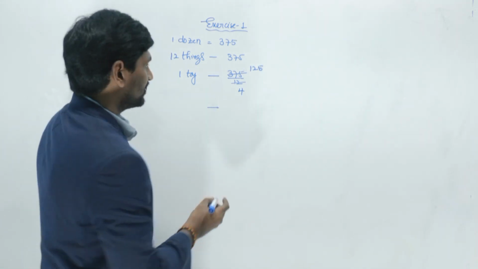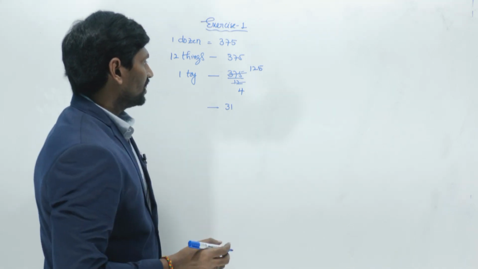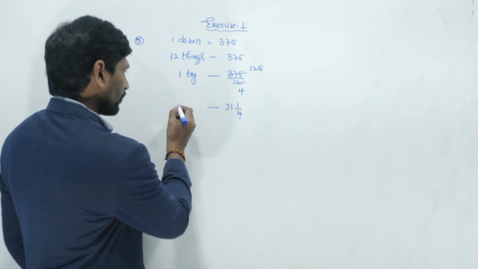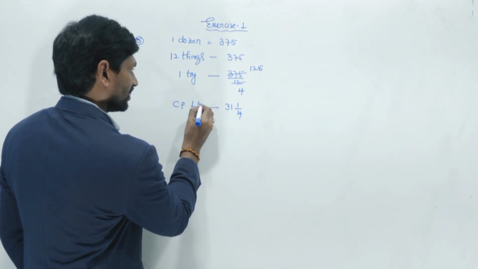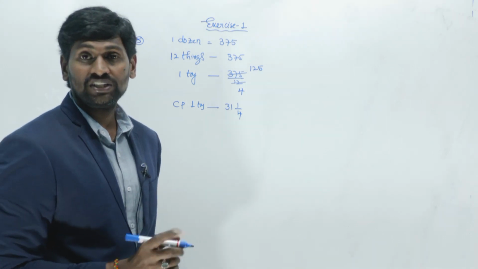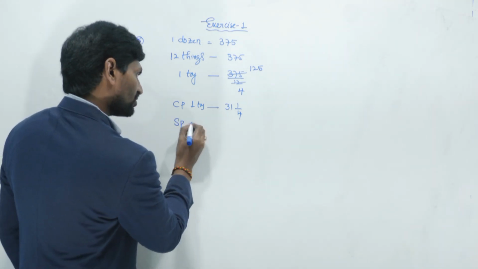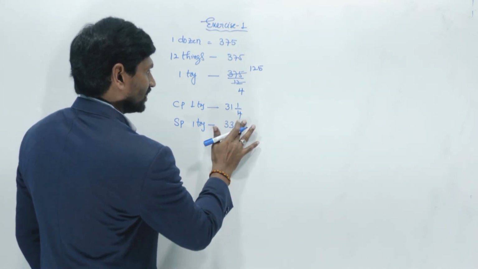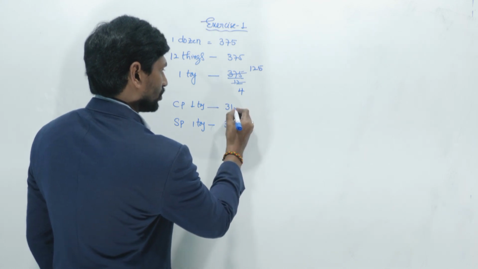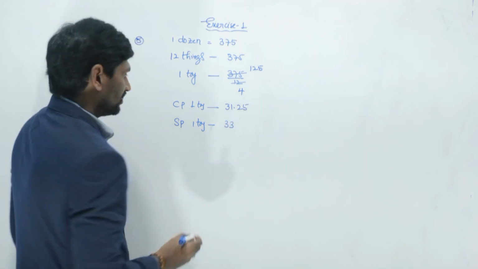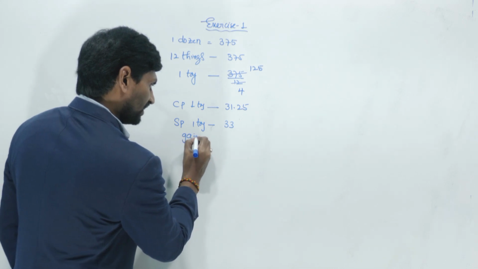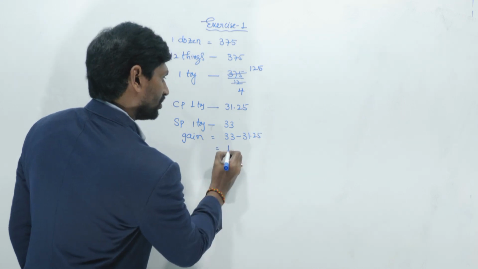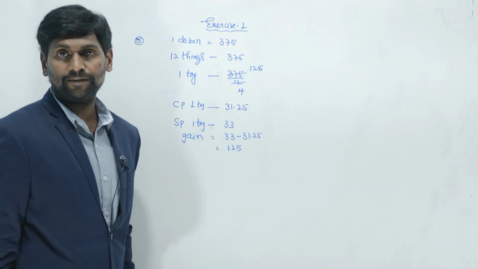So after cancelling, 125 by 4 is the cost price of one toy. But he is selling for 33 rupees. Selling price of one toy is equal to 33 rupees. 125 by 4 is nothing but 31.25. So profit or gain is 33 minus 31.25. How much? 1.25 rupees is gain.